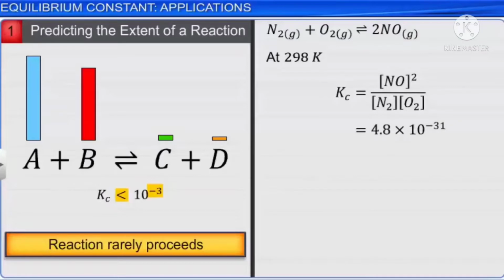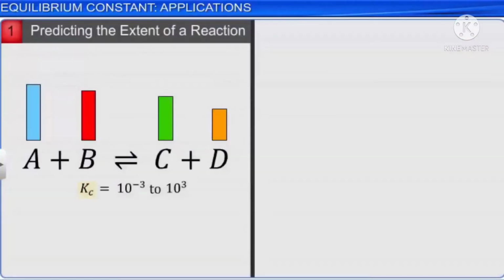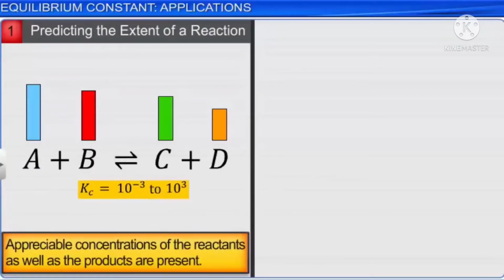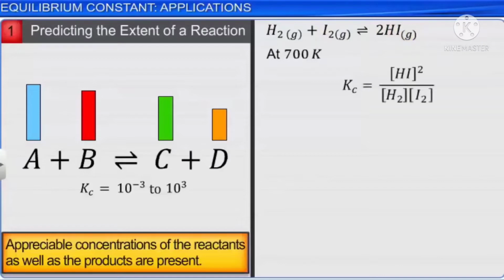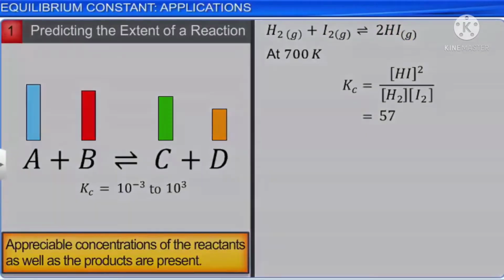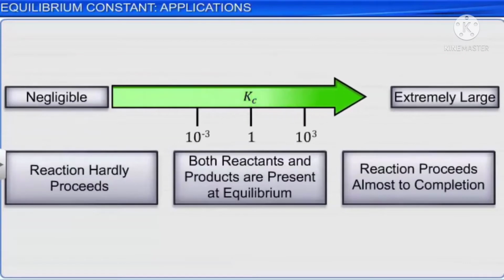If the numerical value of the equilibrium constant lies between 10^-3 and 10^3, it means that appreciable concentrations of the reactants as well as the products are present. For example, the equilibrium constant for the gaseous reaction of hydrogen and iodine combining to form hydrogen iodide at 700 Kelvin has a value of 57. The dependence of the extent of a reaction on its equilibrium constant can be illustrated as shown here.